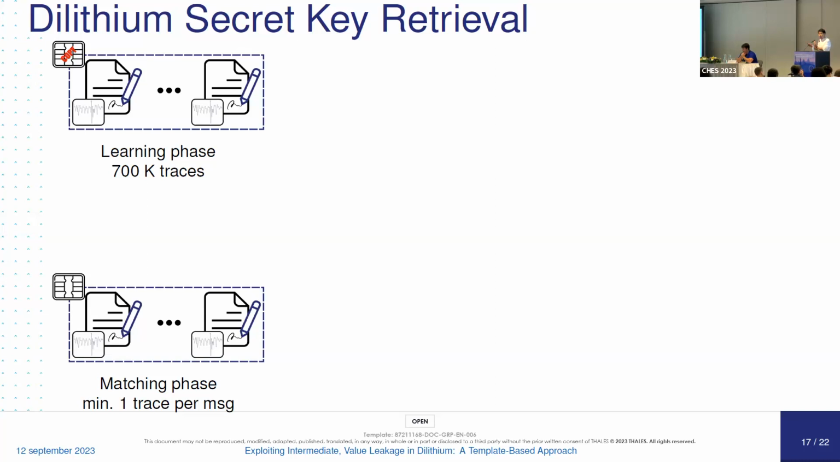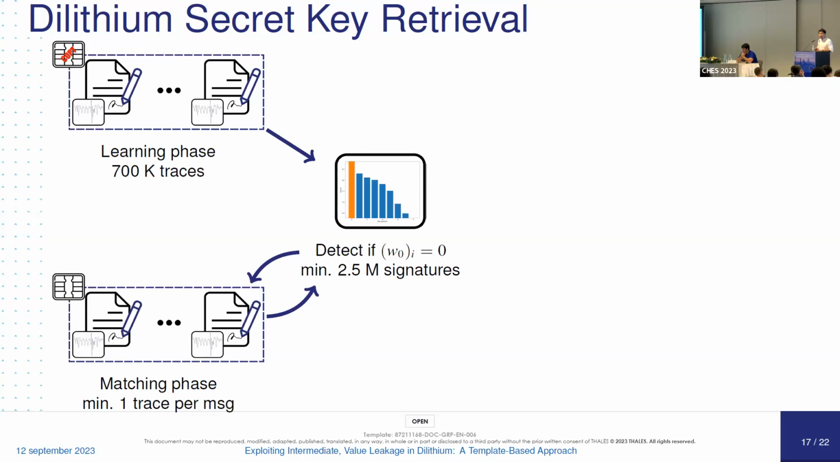Then you can apply your template and try to detect if for a given coefficient, you have W0 equal to 0 or not. If it's the case, you save this for later, and if it's not, you throw it away. Then you have to repeat these 2 steps until you have recovered all the k times n coefficients where W0 was equal to 0. For this, you will need 2.5 million signatures minimum in order to have recovered all the k times n. This is needed for the analytical resolution in the next part.